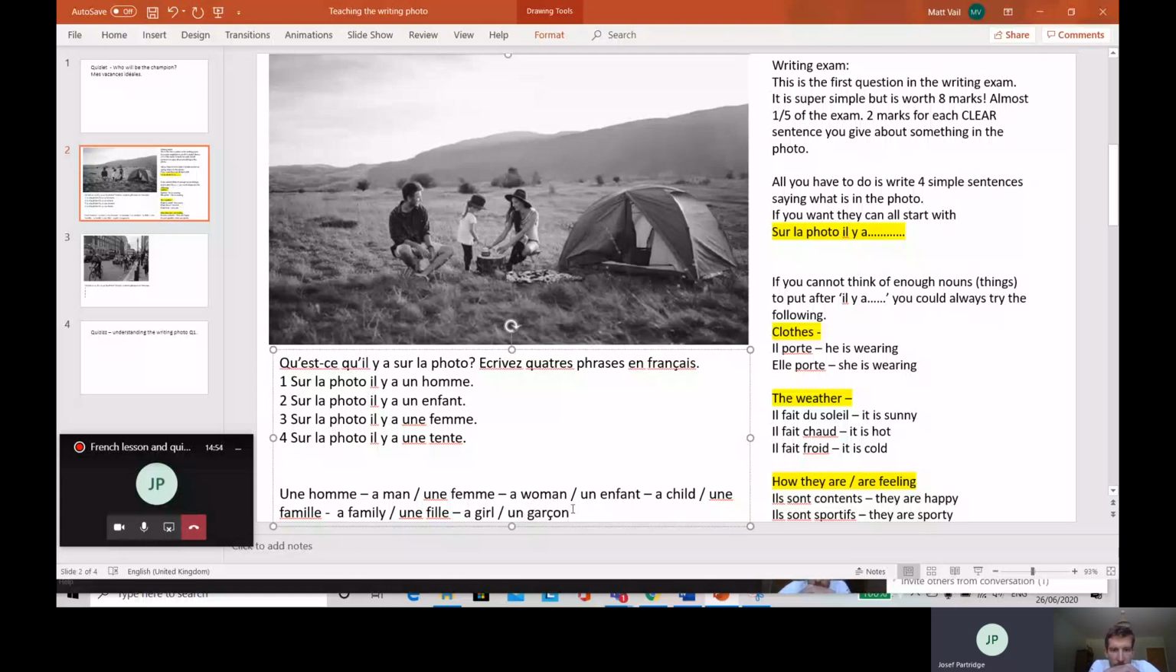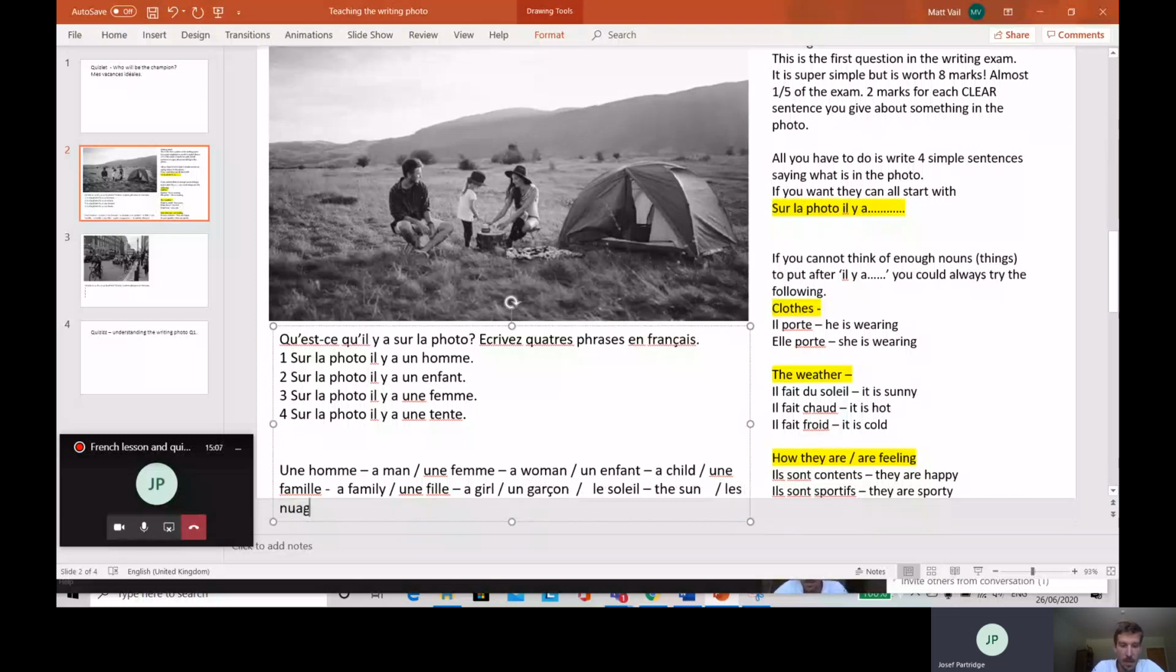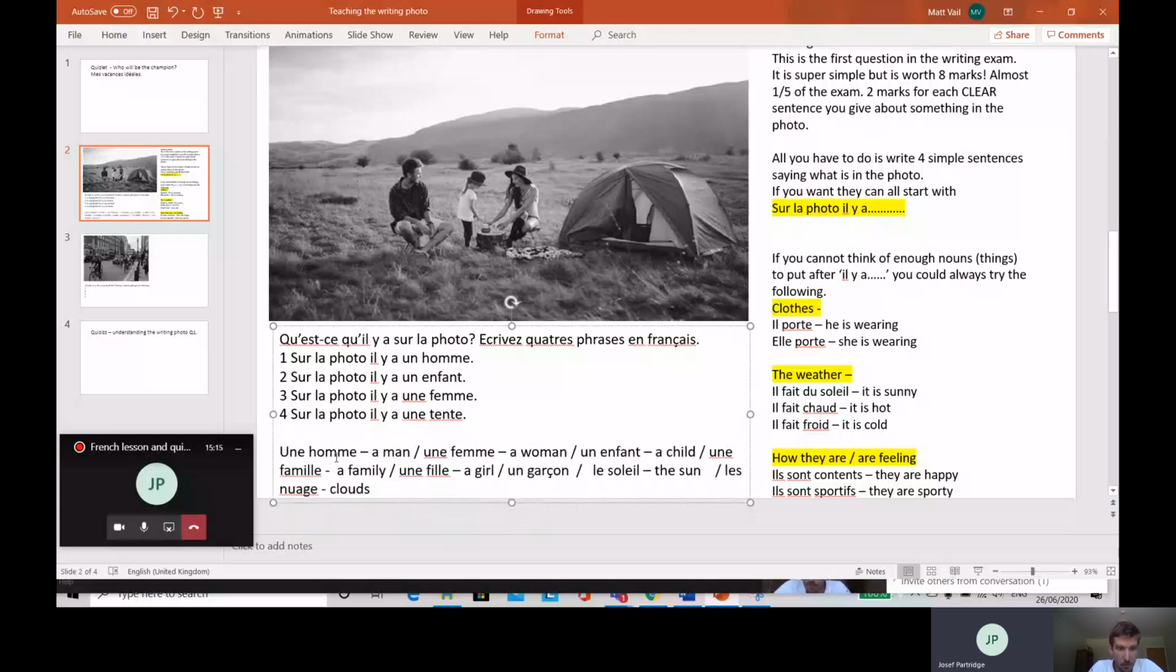What else is often in the photo? Well, I suppose this is quite good. Le soleil, the sun. In the photo there is the sun. Okay, if it's sunny outside, you've got les nuages, which is clouds. So it's quite good as well to talk about what's in the photo. In the photo, there's clouds. Oh, hold on, there should be an S on nuages. So it's un homme, une femme, un enfant, une famille, une fille, un garçon, le soleil, les nuages.